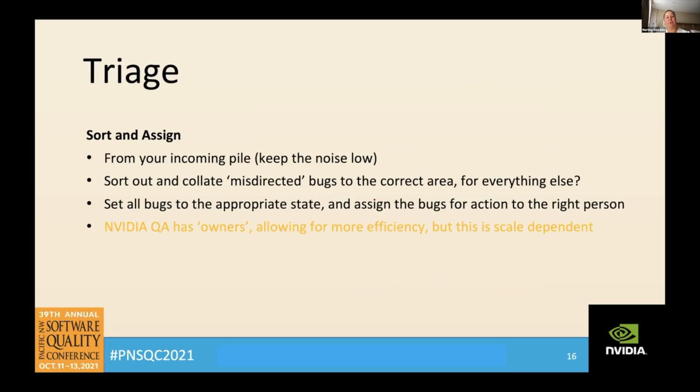Okay, so triage. Your bugs come in, you want to sort and assign, right? You're keeping the noise low, you're collating all the misdirected bugs to the correct area. We set all the bugs to the appropriate state. We assign the bugs for action to the right person. One of the things that, I'll make the distinction here, because I know, again, the way we set up the process, right? I kind of outlined this at the last point.